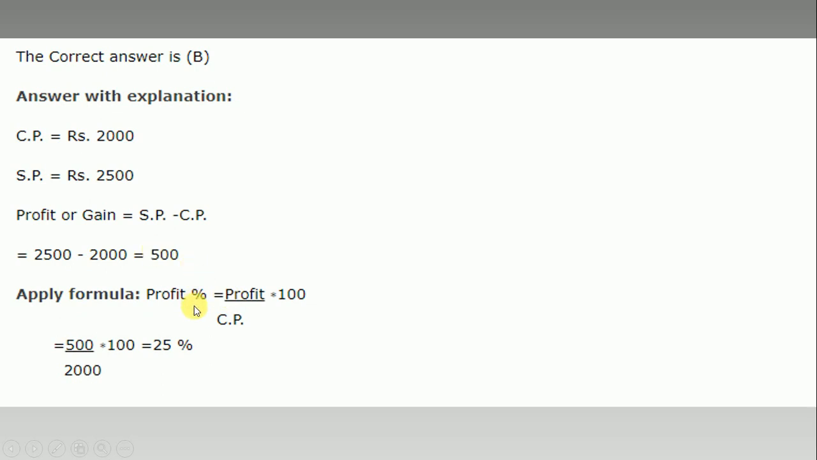Applying the formula, profit percentage is equal to profit divided by CP into 100. So we have profit equal to 500, CP equal to 2000, and multiplying by 100 is equal to 25%. Never use SP while calculating profit percentage. You should use CP to calculate percentage profit. This is the only thing that you should take care of in this type of question.